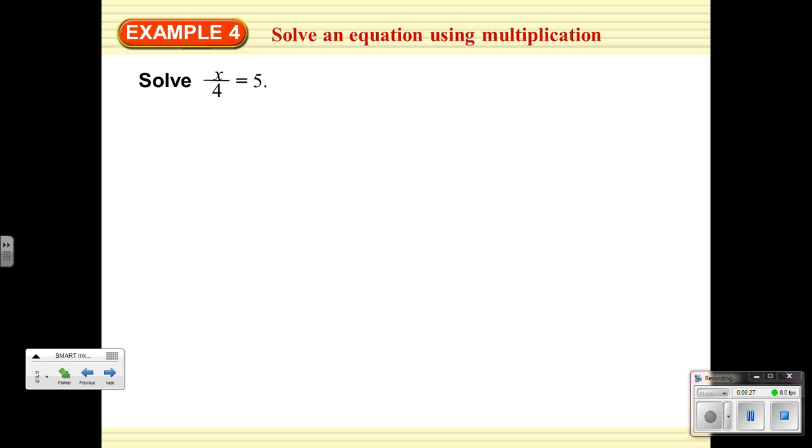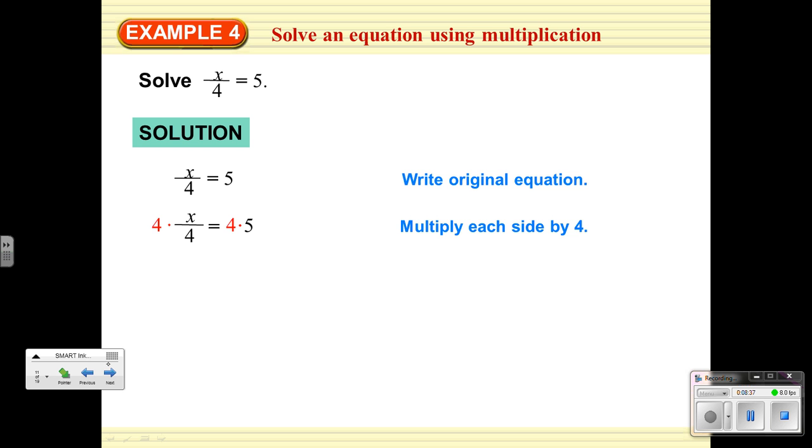We have x divided by 4 equals 5. I am going to use my denominator and multiply both sides by that denominator. So I'm going to multiply both sides by 4. Again, my 4's divide out to be 1 because this is like 4 over 1. So it becomes a 4 in the numerator over a 4 in the denominator, divides out, and I get x equals 20. Let's check it.